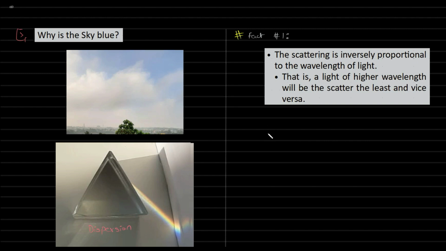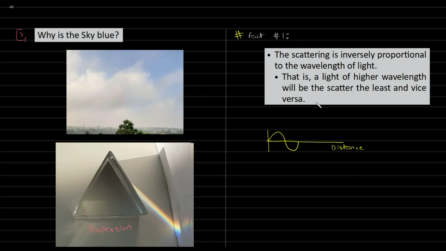So let me revise the wavelength concept again. This is your x and y axis. This is a single wavelength. So this is distance. This is an example of a single wavelength.